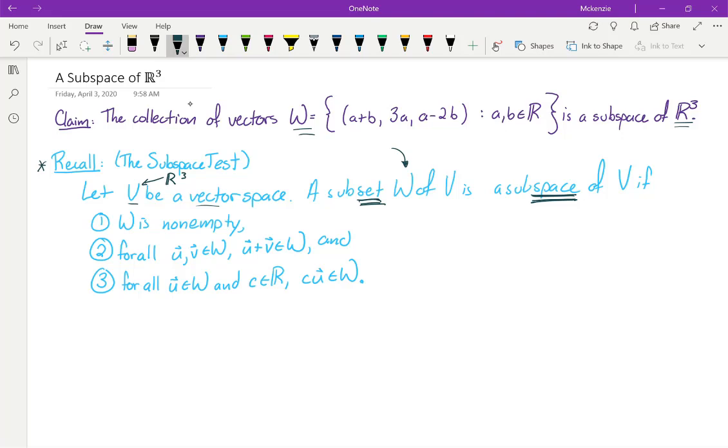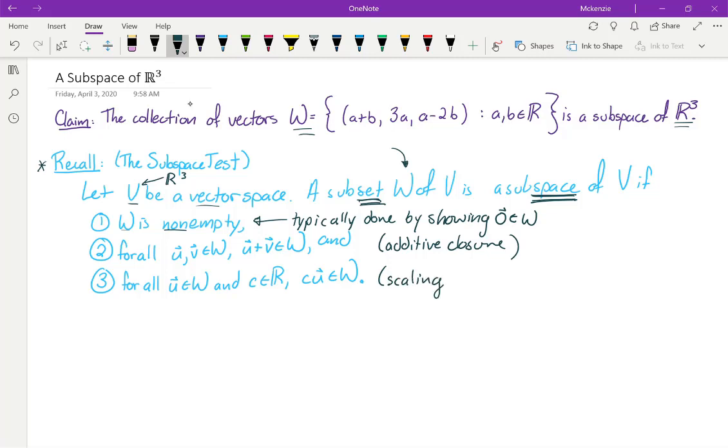these three things. So one, that there's something in there, it's not empty. One typical way to do this, so typically this is done by showing that the zero vector is in W, right? That's usually a pretty easy one. Then we want to show additive closure, which is part 2 here, and then part 3 is scaling closure. So if we have just these three things, then we know for certain that W is a subspace. So in particular, W is in fact an entire vector space on its own.